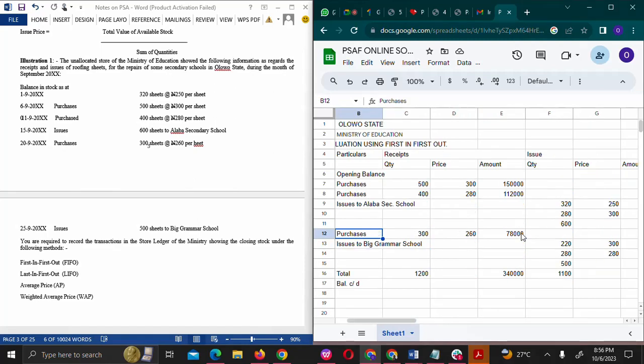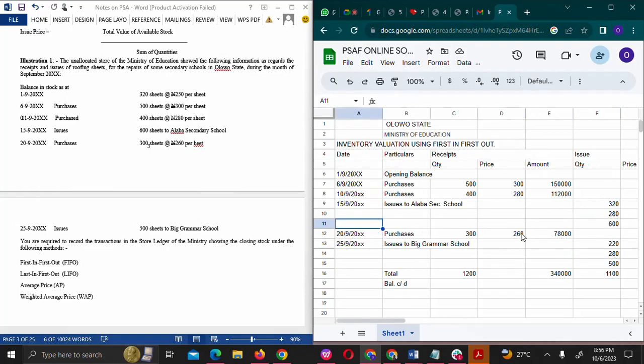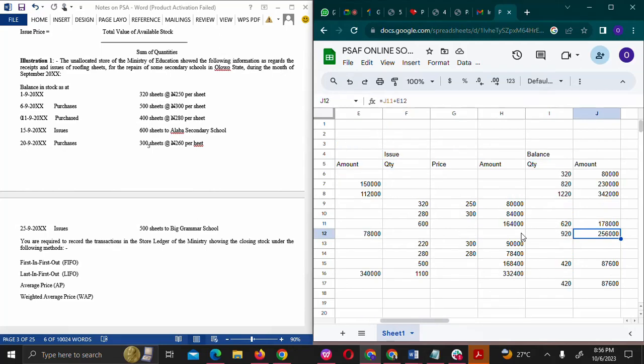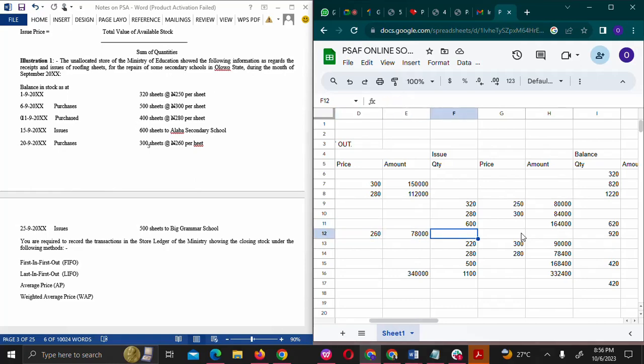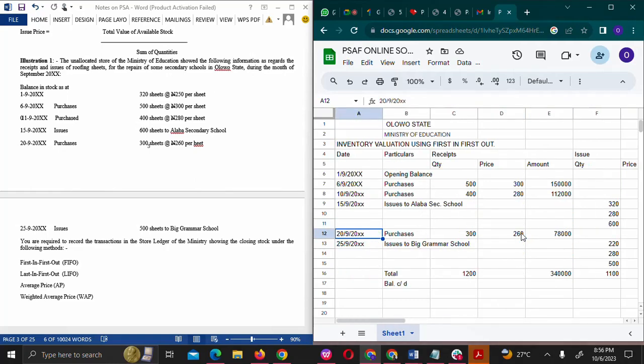256,000. So for purchases, sorry, on the 29th there was 300 units at 260 naira, and that gave us 78,000. So we are now doing this 620 plus the 300, and you have 920, and 178,000 plus 78,000 gave me 256,000. And in the next period, I have purchases again.